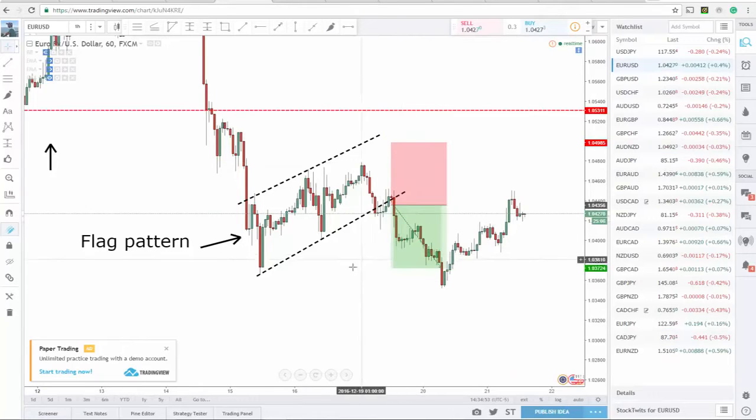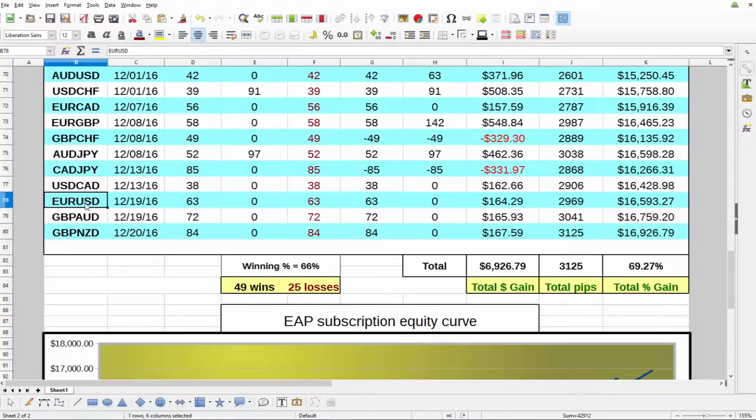And if we take a look at the EAP equity curve, here you can see that we have the euro dollar trade on 12/19, which was Monday, with a 63 pip first target and 0 on our second target, which brought our total return in the EAP to around a 65.9% return.